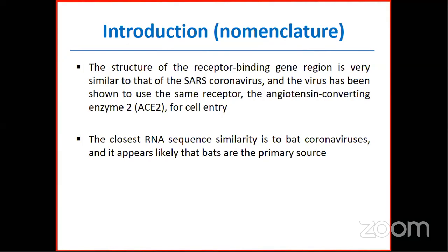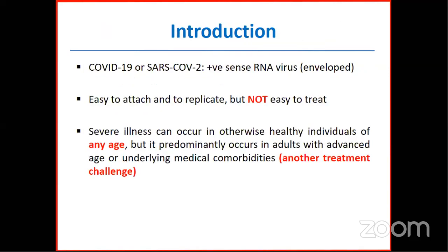Its RNA is very close or similar to bat coronavirus. That's why they think that the source is bats. Unfortunately, it's a positive sense RNA virus and an enveloped virus. This is a very dangerous issue because it means it's very easy to attach, very easy to replicate, and it's not easy to fight or to treat. I think you can see the spread of this virus is very potent and very fast. I think the main reason is that it's an enveloped, positive sense RNA virus.